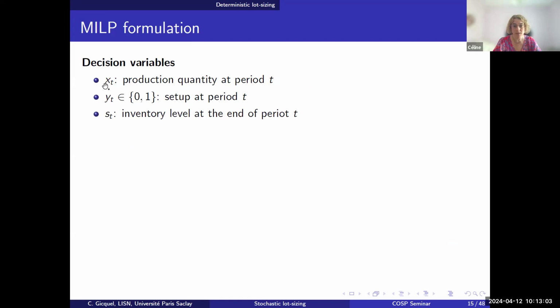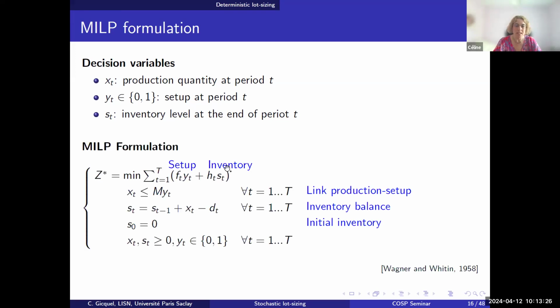First, continuous variables to decide about the production quantity in each period t, x_t, and continuous variables to decide about the inventory level at the end of each period. And then we will have y_t variables, a set of binary ones, to decide whether or not we produce something on the resource and to pay the corresponding setup cost. This gives us the following MILP formulation.